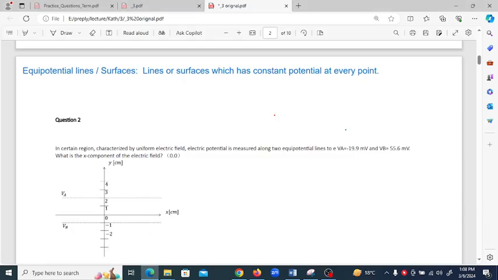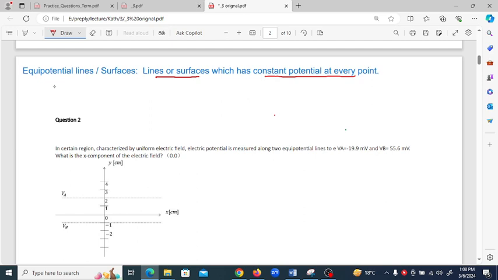Hello dear students, another problem about equipotential lines or surfaces. Let me define what equipotential lines or equipotential surfaces are first. Equipotential lines or equipotential surfaces are those lines or surfaces which have constant potential at every point.